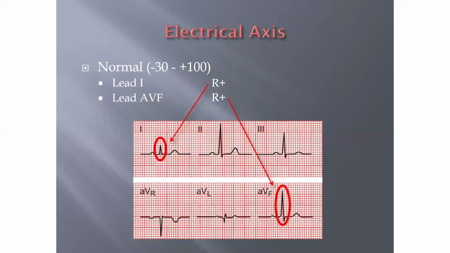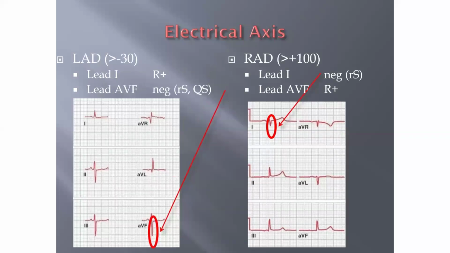When your patient has a lead 1 that is positive and a lead AVF that is positive, your patient has a normal cardiac axis. We have said a normal cardiac axis is from -30 to +100 degrees. But if you forget that range, remember, you look at lead 1. Is lead 1 positive? What about AVF? If AVF is positive, positive meaning deflected upwards, your patient has a normal cardiac axis.